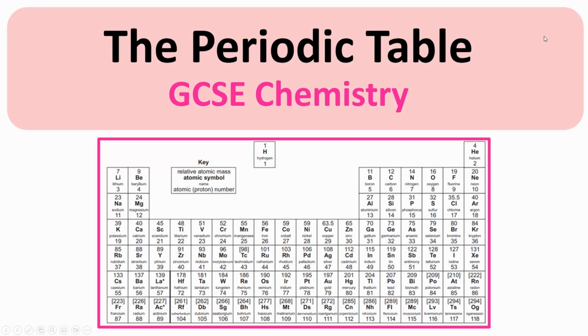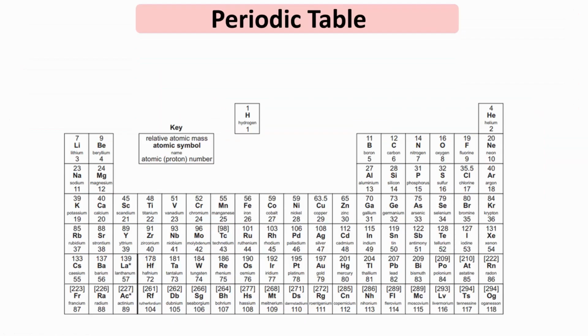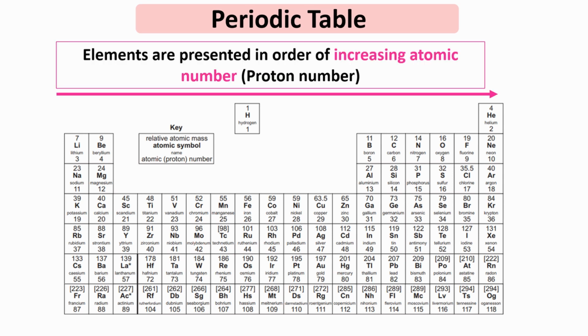In this video, we'll be talking about the periodic table. All the elements that have currently been discovered so far are listed in the periodic table. However, they're not just randomly located anywhere within this periodic table. They are listed in order of increasing atomic number, which is the number of protons inside the atom.